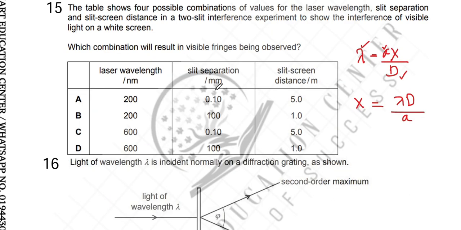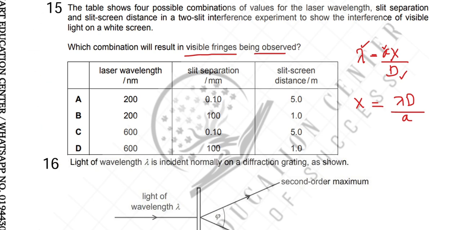The next question is about which combination will result in visible fringes being observed. There are four options. Visible fringes means something that would be visible to humans, so it's possible to see, not too small. The best would be the one that has the largest fringe separation. The greater the fringe separation, the more visible it would be. If the fringes are too close to each other, it would be very difficult to tell they're separate. But the farther apart they are, the more visible it is that these are separate fringes.